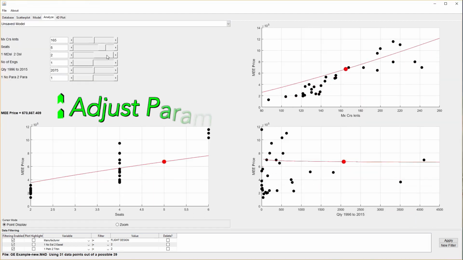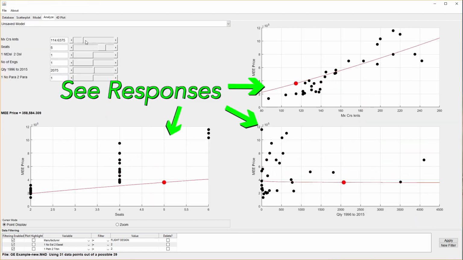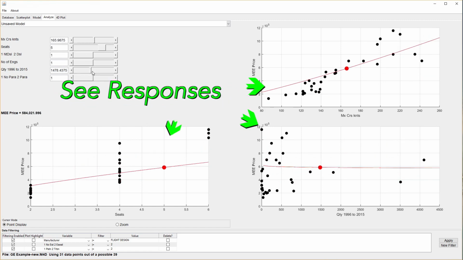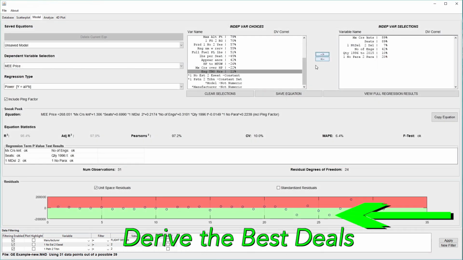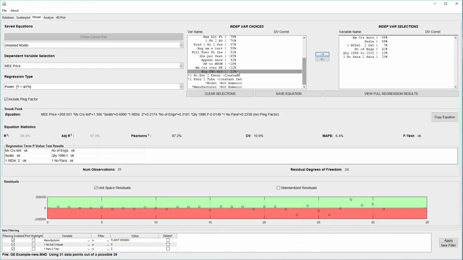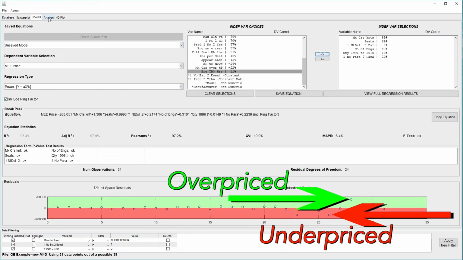Find your industry's responses to features, prices, and openings, and act upon them. If you are buying, derive the best deals in any market. If you are selling, discover your under and overpriced items, adjust them, and increase profit.